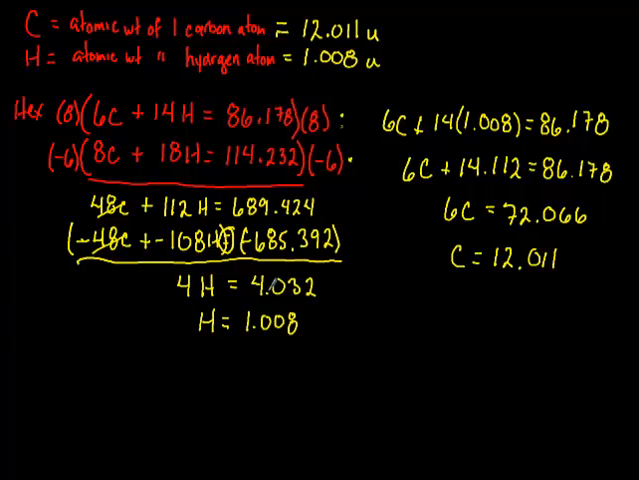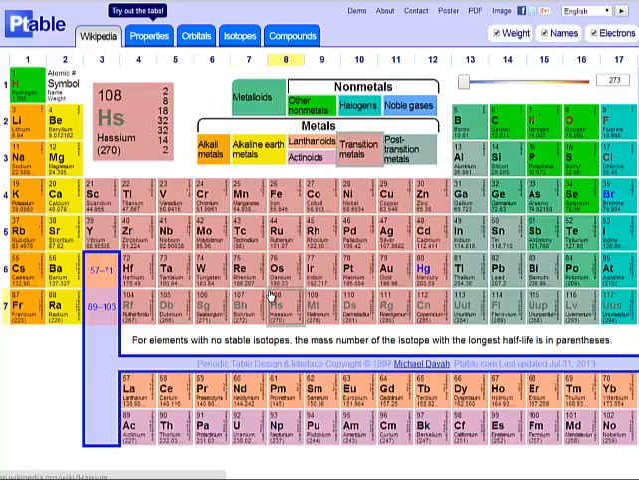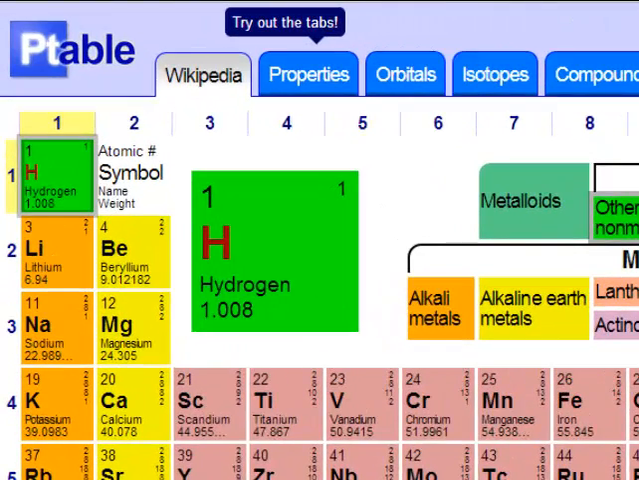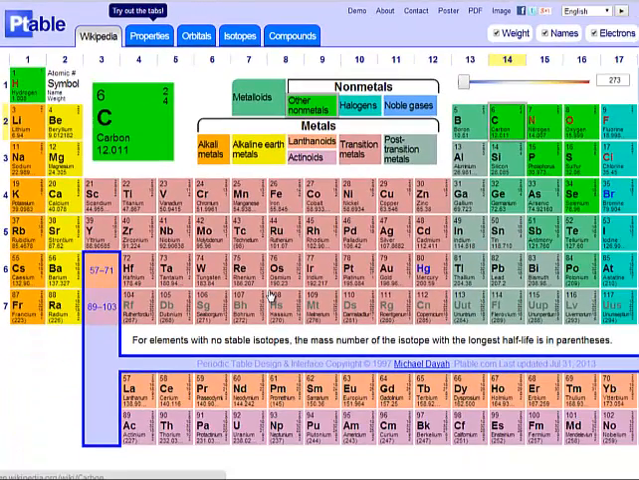You might say, after doing all this work, that's pretty cool. Or some of you might just say, why don't I look that up on the periodic table? And sure enough, if I look at the atomic weight of hydrogen, we see that that is 1.008, which is what we came up with. And over here on the periodic table, one carbon atom is 12.011. Cool.